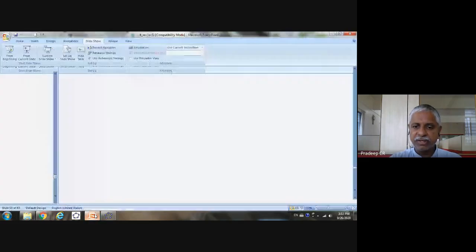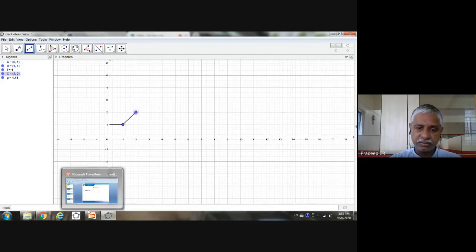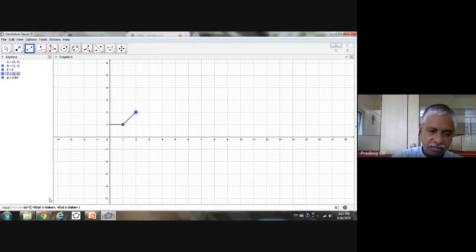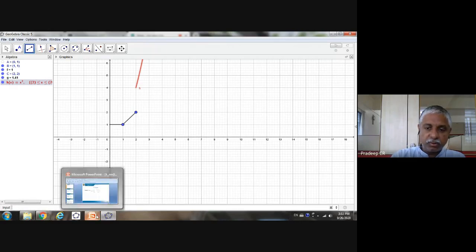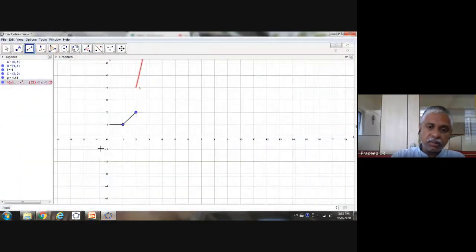And what else? Greater than 2, it looks like t square. So it's not a straight line. The function is t square, the start value is 2... so I have made a mistake. Let me check this function once more. Oh, between 1 and 2 it is t, so at 2 it should have been t. Yeah, okay. T square, yeah, okay, this is correct. What I have done is correct.